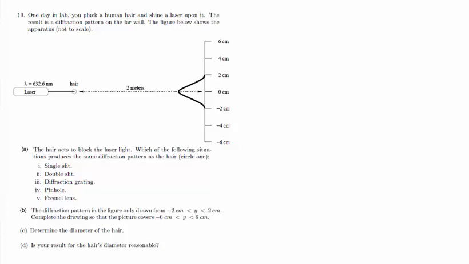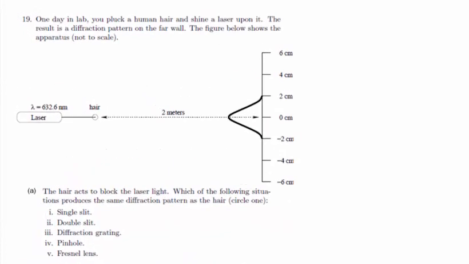One day in lab, you pluck a human hair and shine a laser upon it. The result is a diffraction pattern on the far wall. The figure below shows the apparatus. A. The hair acts to block the laser light. Which of the following situations produces the same diffraction pattern as the hair?